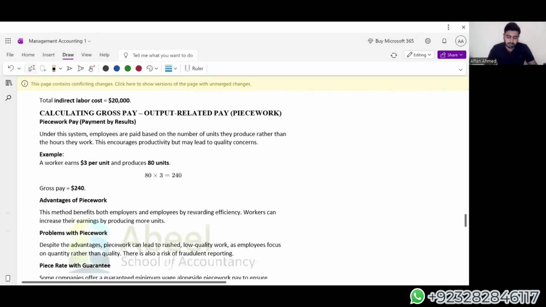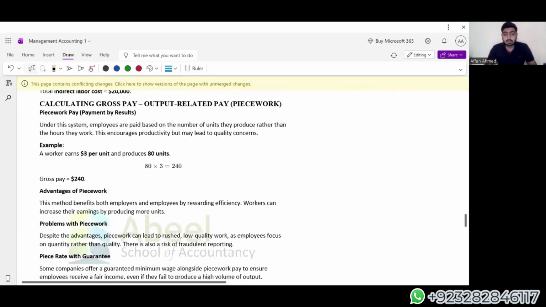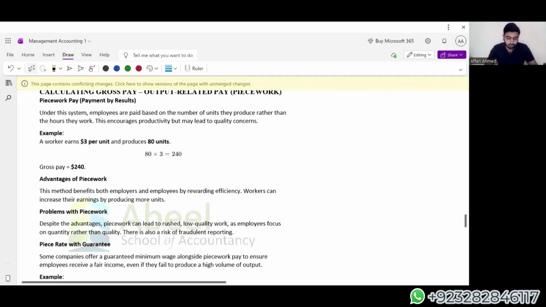Now calculating gross pay and output related pay. Now piecework. What is piecework? Based on the number of units you produce, you're going to be paid accordingly. We have studied this far, and this is the third technique. First is paying according to the hour, which is not related to output but to the time that we are consuming. Second was your salary, which is a fixed pay, and third is your gross pay according to the piecework.